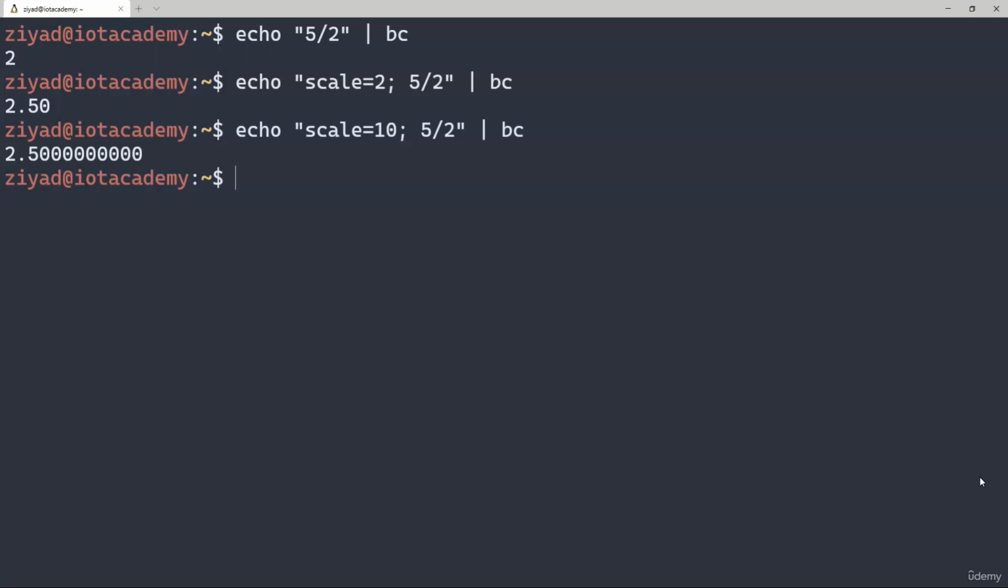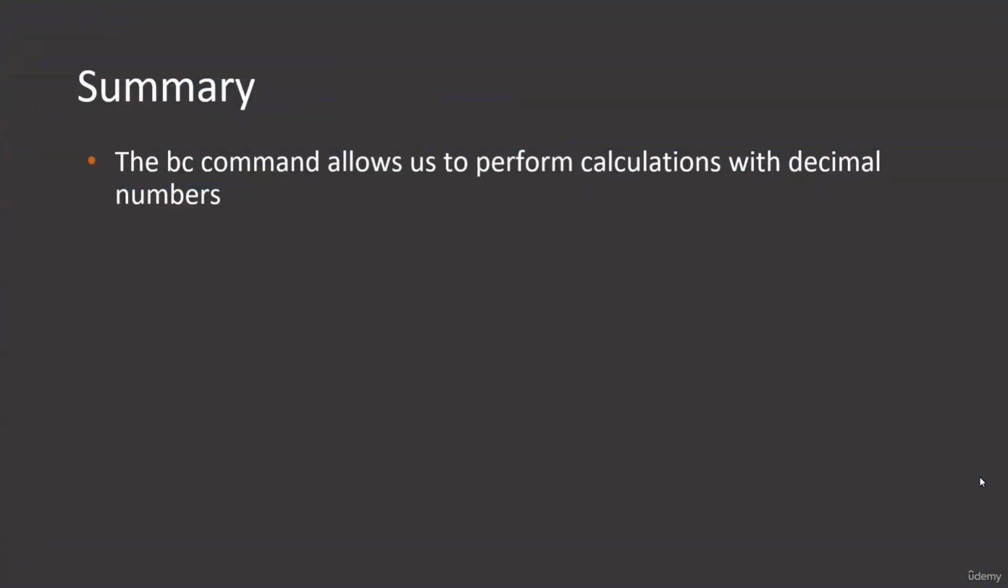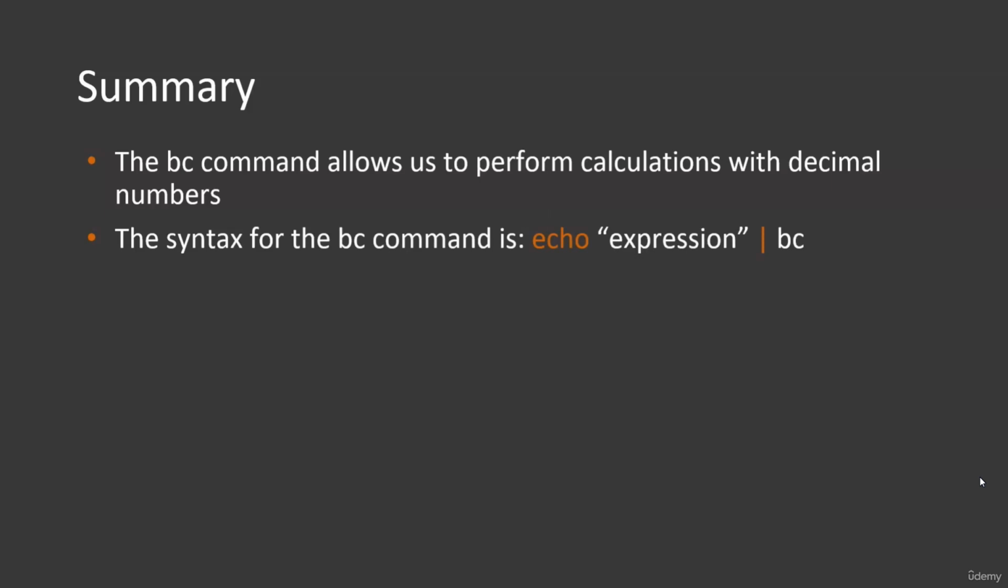So now that we've gone through all that stuff, let's just have a quick recap of what we've learned in this video. So in this lecture, you learned that the BC command allows us to perform calculations with decimal numbers in our bash scripts. You learned how to use the echo command to pipe operations to the BC command with the syntax echo, then in double quotes, the expression, followed by pipe and BC.